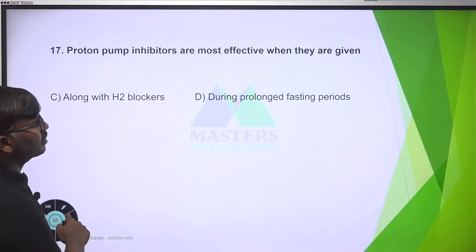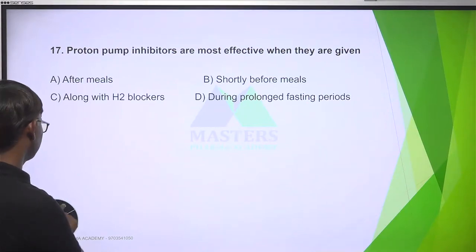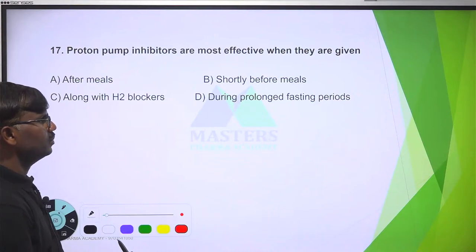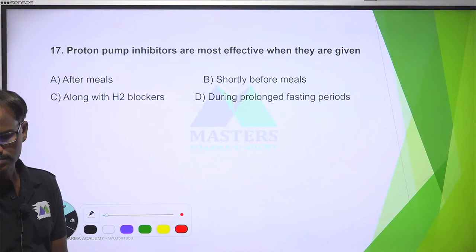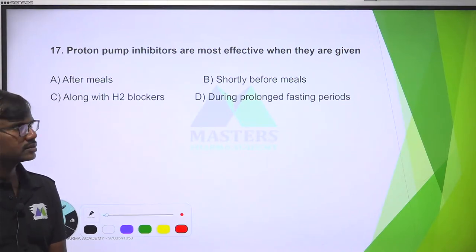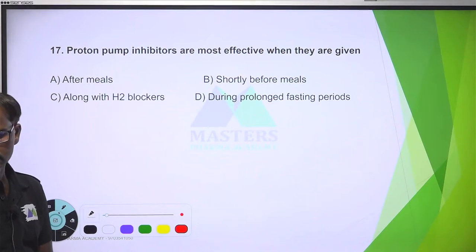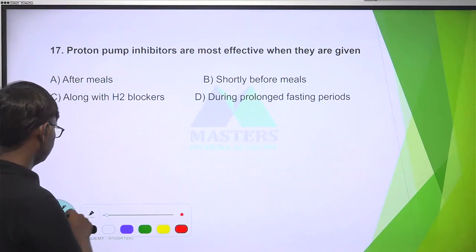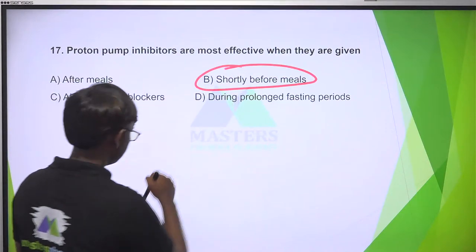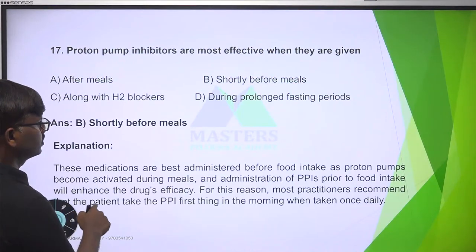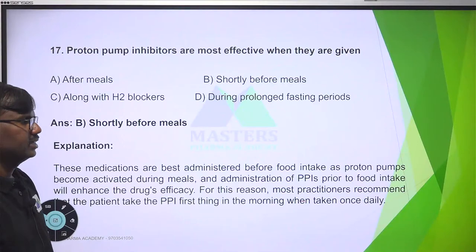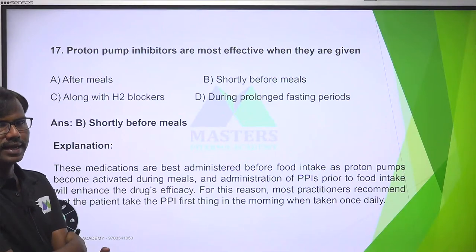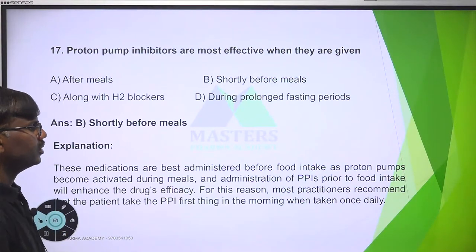Proton pump inhibitors are most effective when they are given by which route? After meals, shortly before meals, along with H2 blockers, or during prolonged fasting periods. The answer is shortly before meals. So the efficacy and absorption of these drugs will improve if you take them just before the meal.